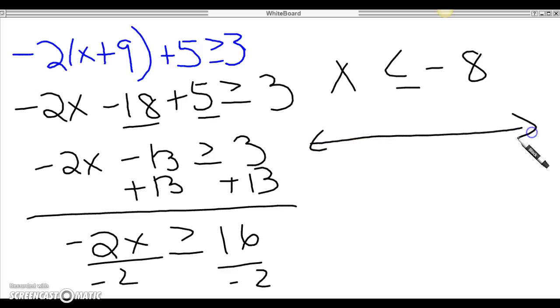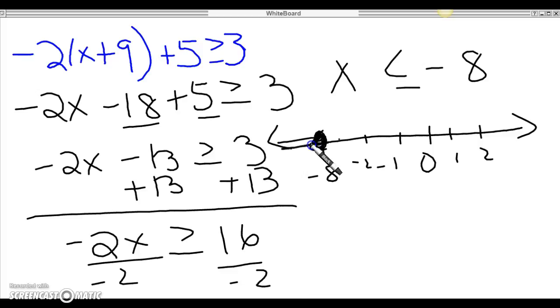So if I graph it, I have 0, then 1, 2, and so on. This is negative 1, negative 2, and so on, and you see negative 8. Since it is less than or equal to, I have a closed dot, and I'm going to be going in this direction. So everything's shaded over here. I hope this helps.